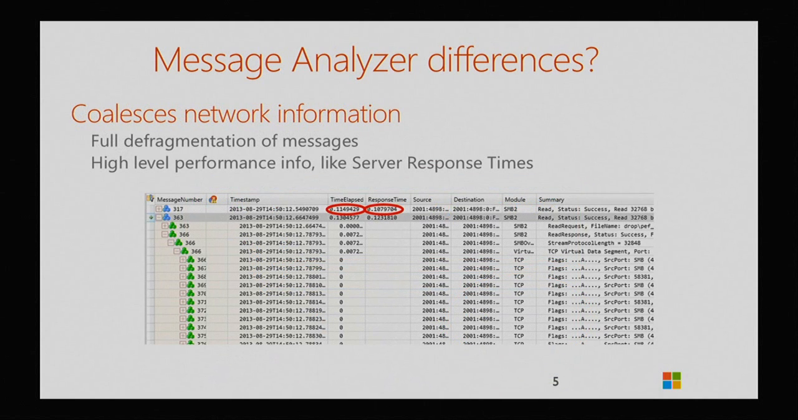We also coalesce the information automatically. So with Netmon, if you wanted to look at fragmented data, you actually had to hit a button and then cause it to open up another window that would put all the pieces together.